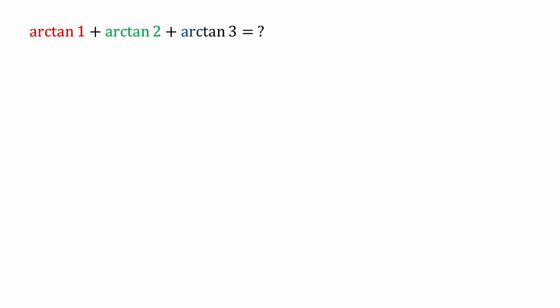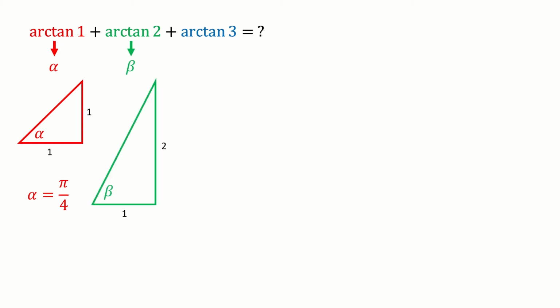So let's give colors to these three terms. We let alpha equal arctangent 1. We draw a right angle triangle colored in red. Both the opposite and adjacent sides are equal to 1, and we know alpha equals pi over 4. Then we let beta equal arctangent 2. Again, we draw a right angle triangle colored in green. The opposite side is 2, the adjacent side is 1.